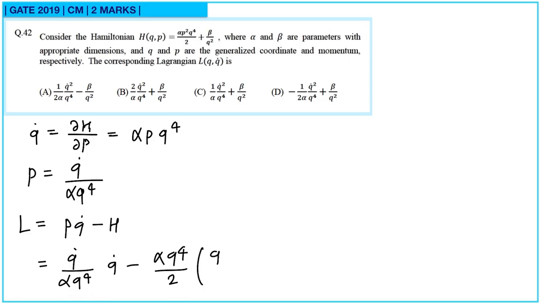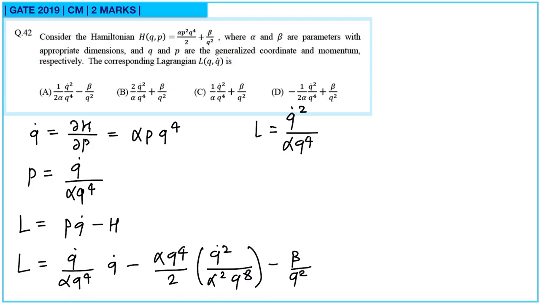Now P is Q dot, P square is there, so it will be Q dot square upon alpha square, then Q raised to 8, then minus of beta by Q square. This is L. So now L is equal to Q dot square upon alpha Q raised to 4. Here we have minus Q dot square, and this will be, alpha will cancel out and Q raised to 4, so upon 2 alpha Q raised to 4 minus beta Q square.